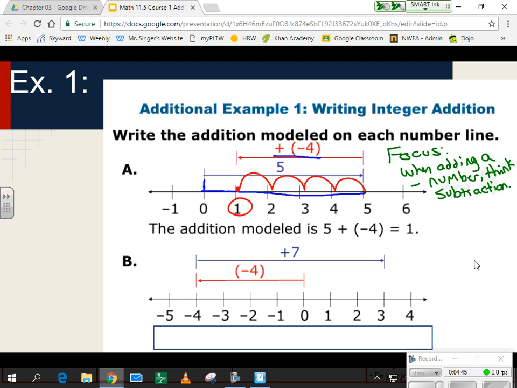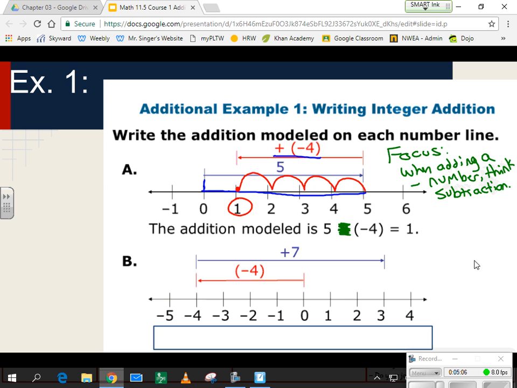So with this one, we had 5 plus -4. Well, if we just got rid of the plus symbol and looked at it as 5 minus 4, you knew the answer is 1. So that can change how you look at numbers. Let's take a look at B then.